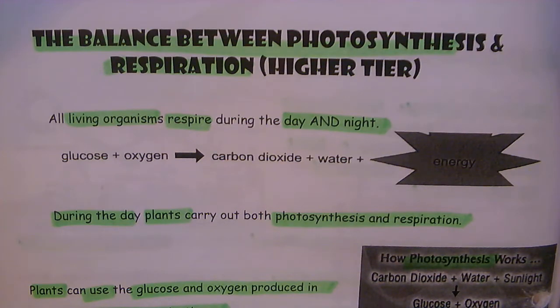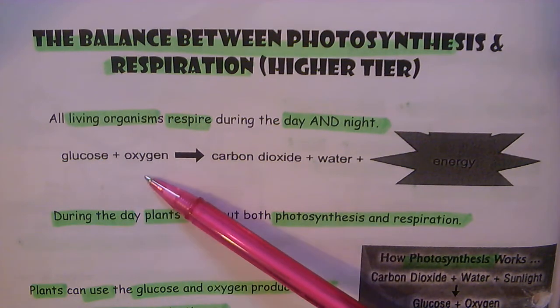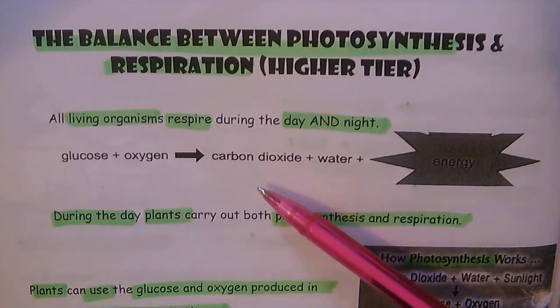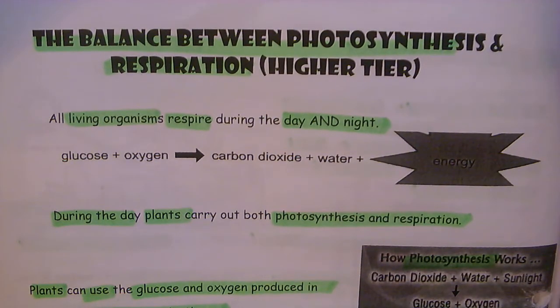In this video, we're going to take a wee look at the balance between photosynthesis and respiration. So we know that all living things carry out respiration and that respiration produces carbon dioxide. Okay, so we have a look at the little equation. We have glucose, which we get from our food or plants produce through photosynthesis, combined with the oxygen in the air, and we make carbon dioxide, which is a gas, water, and then obviously energy.